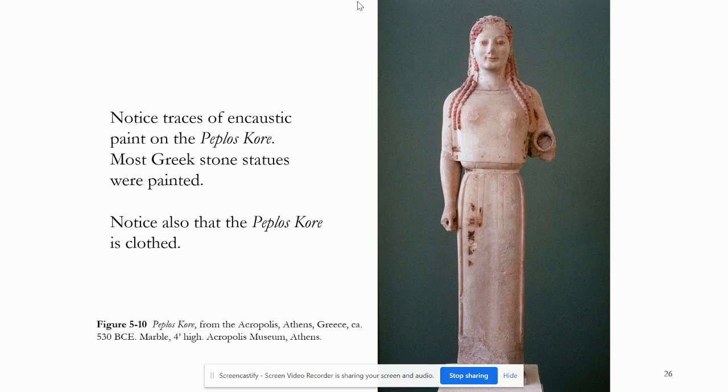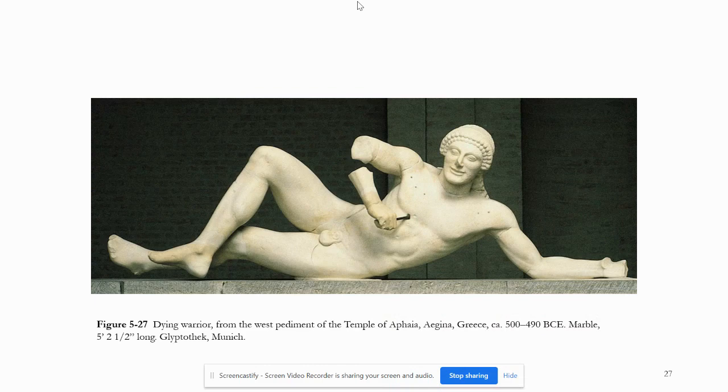You can notice here that she was originally painted, and all of these figures would have originally been painted to look, again, as realistic as possible. Now, you notice she has this little smile on her face, and that is the easiest way to recognize archaic sculpture, an ancient Greek archaic sculpture, because they always have this mysterious little smile on their face even when they are dying.